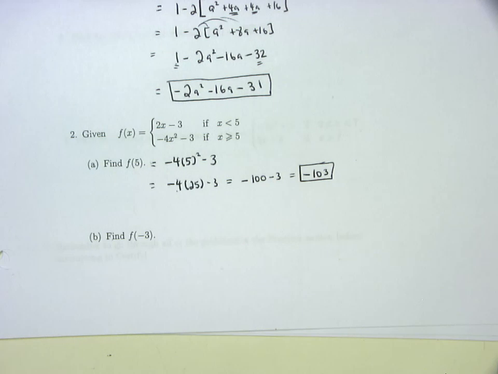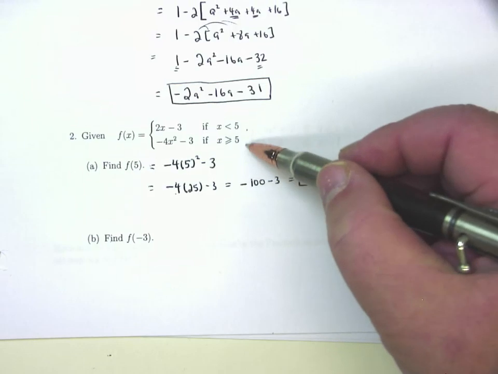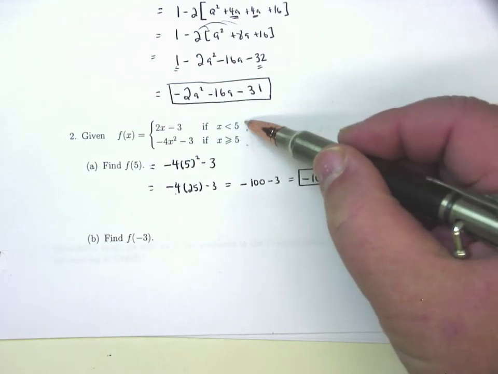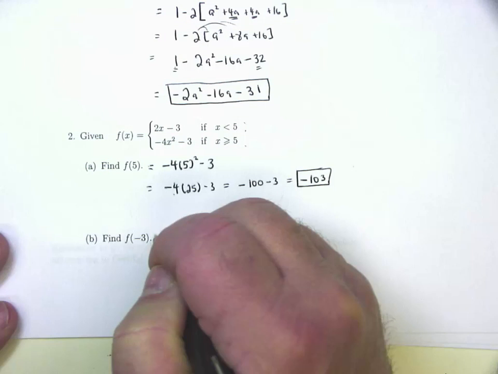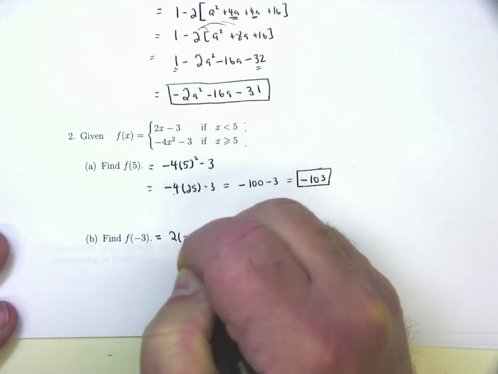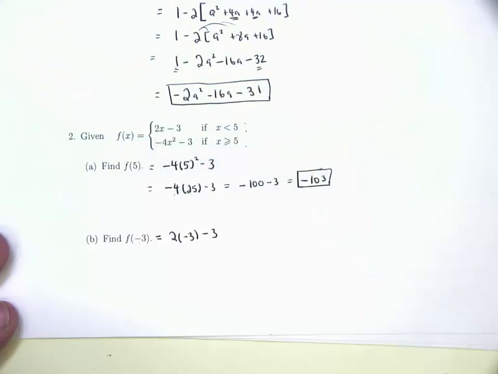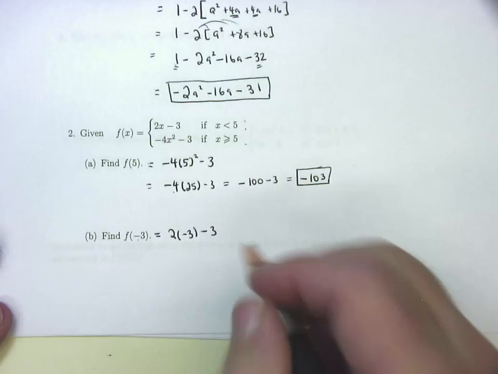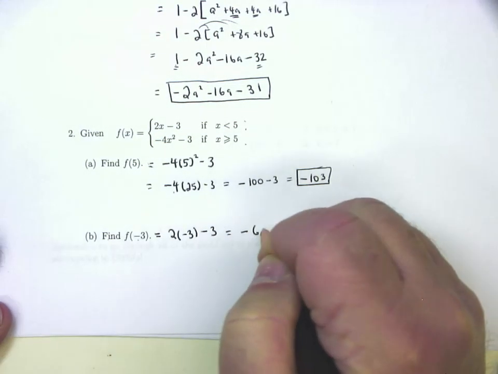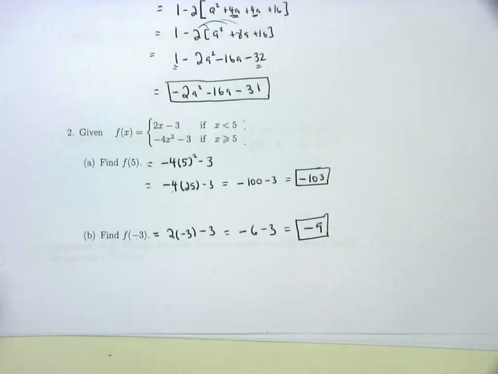Well, x here is negative 3. Is negative 3 less than 5, or is it greater than or equal to 5? It's less than 5, so I get to plug it into the top part of my piecewise function. You only get to plug into one piece. So this would be equal to 2 times negative 3 minus 3. Just replace the x, which is negative 3, in the appropriate function here, which is the 2x minus 3. So 2 times negative 3 is negative 6, minus 3. Negative 6 minus 3 is negative 9.